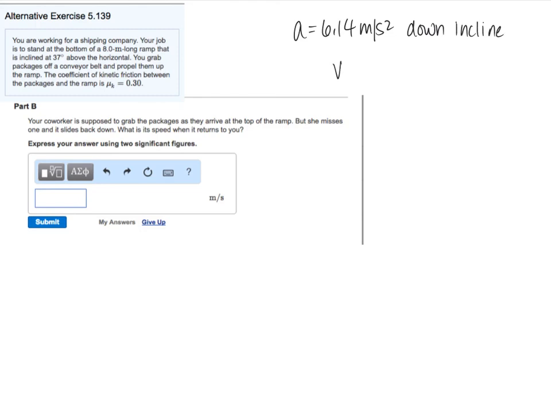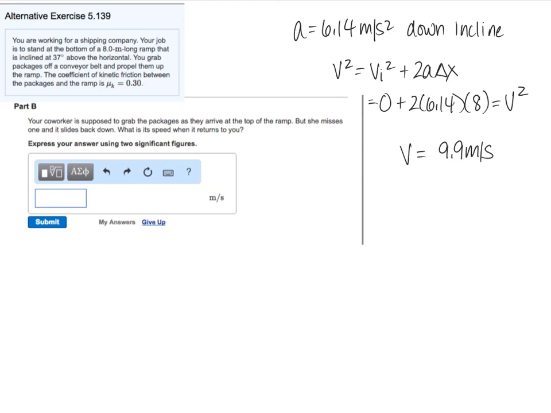I'm going to use the same kinematic equation as I did last time. Given an initial velocity of 0, and this time a positive acceleration over 8 meters. This is my v final squared. So v final ends up to be 9.9 meters per second. And that is that.